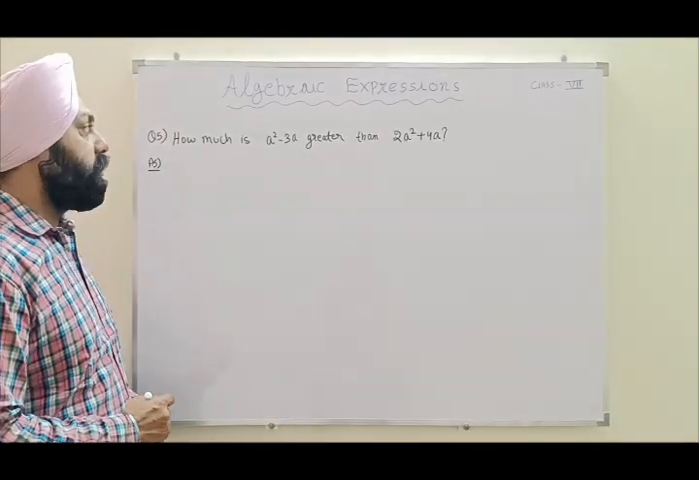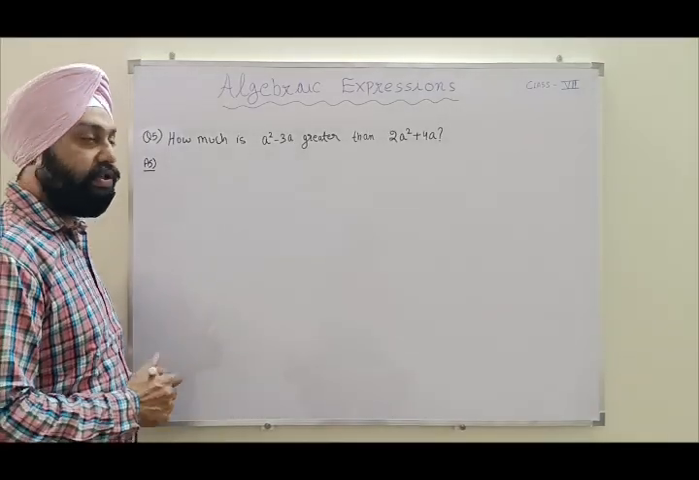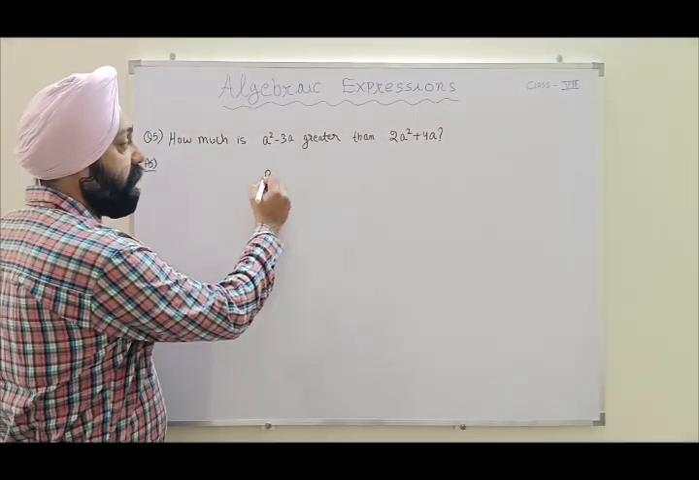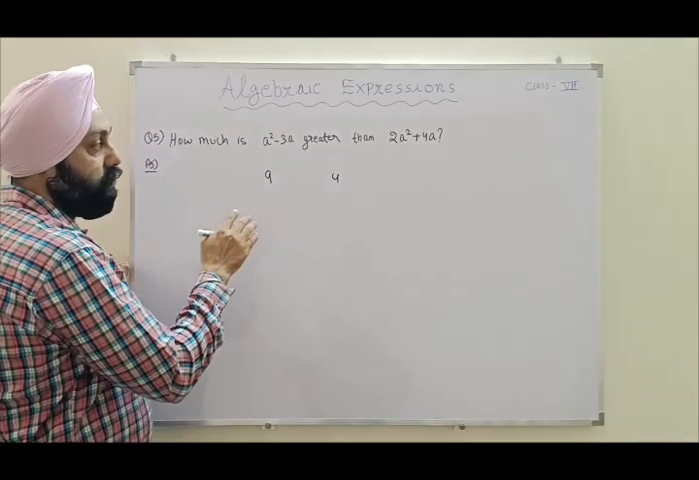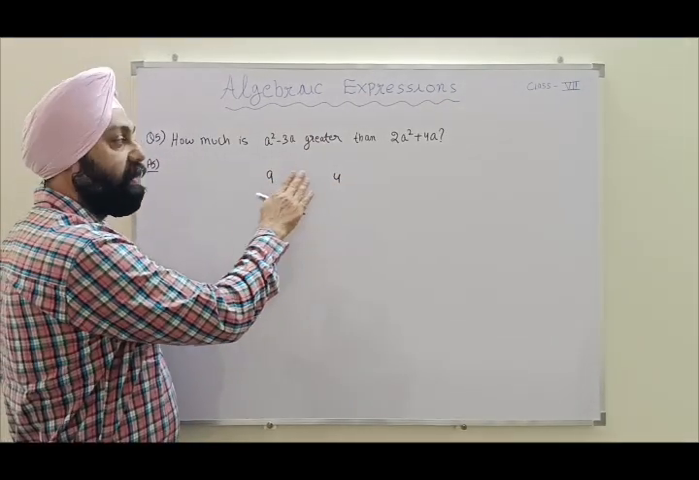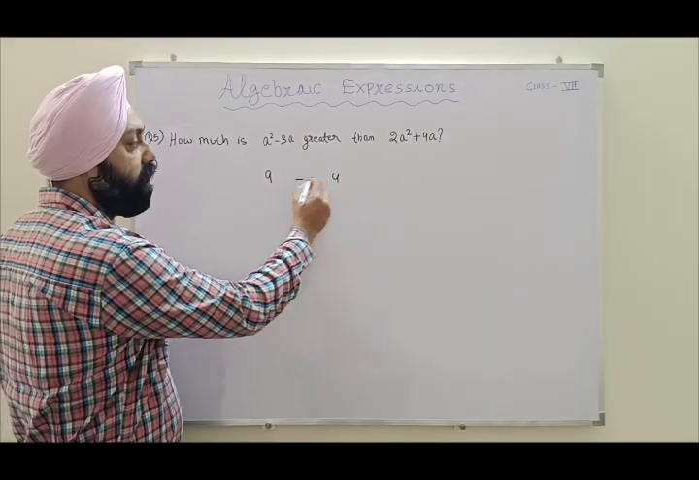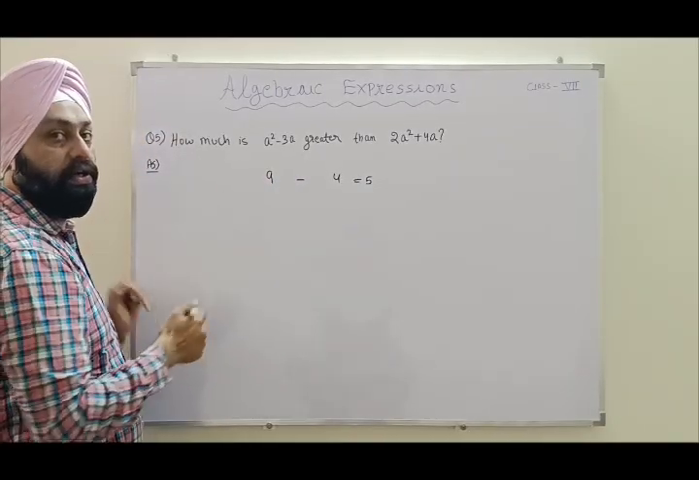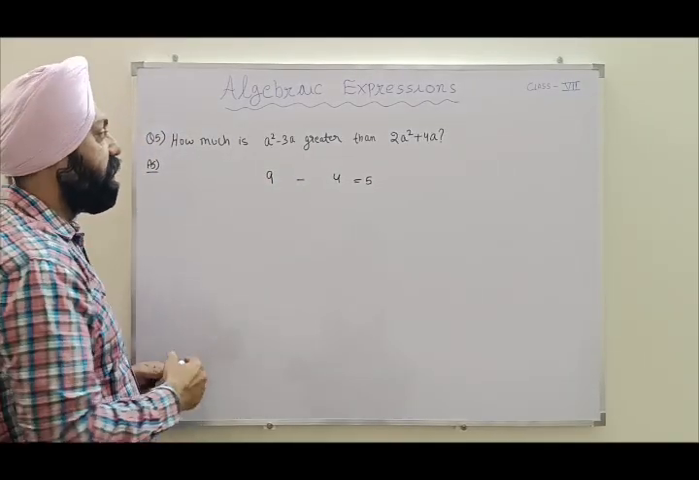So our fifth question is, how much is this greater than this? So very simple question. You can think of an example. How much is 9 greater than, say, 4? If you have to check how much is 9 greater than 4, what you do? You simply subtract them. So 9 minus 4 will give 5. So 9 is 5 more than 4. Similarly, same thing we have to do in this case also.